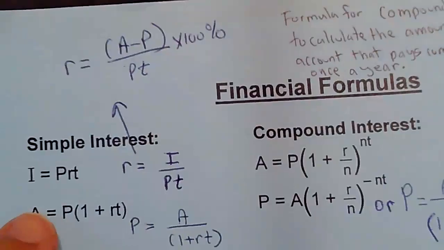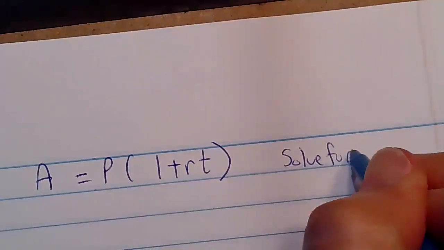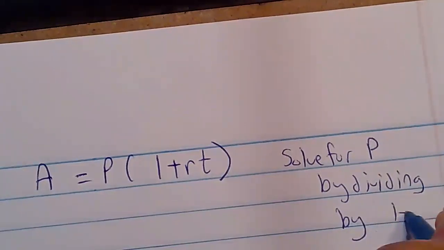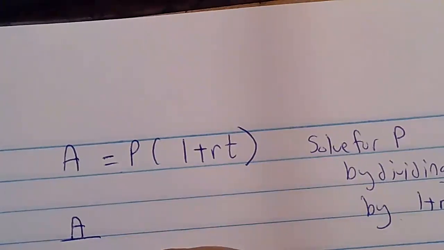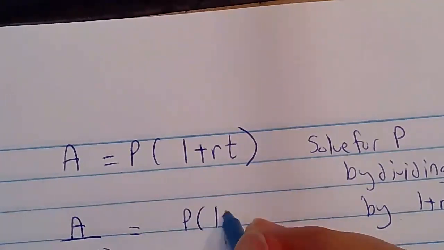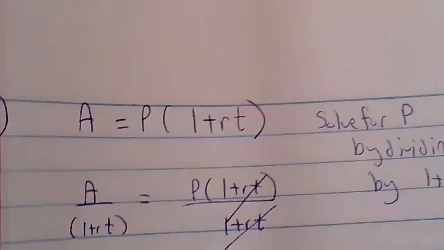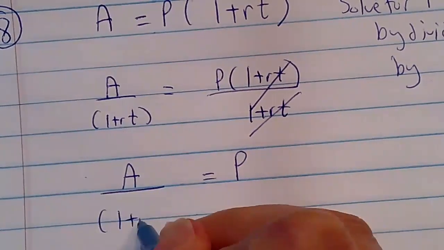Let me write that down. For problem 8, the formula from the paper is A equals P times (1 plus RT), and I'm going to solve this for P by dividing by 1 plus RT. I divide this side by 1 plus RT, and then these divide out, so we're just left with P equaling A divided by 1 plus RT.